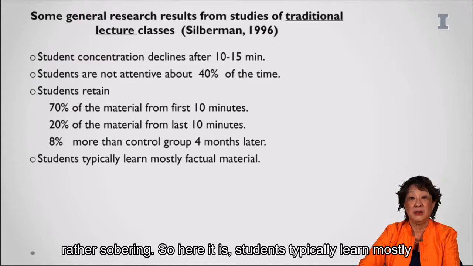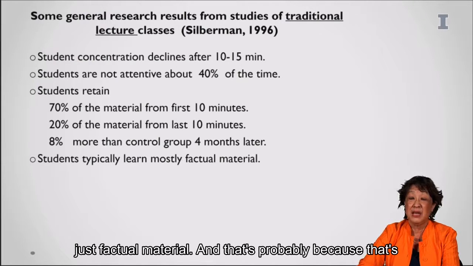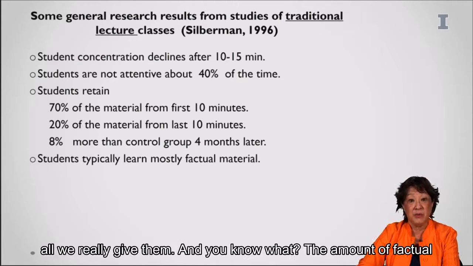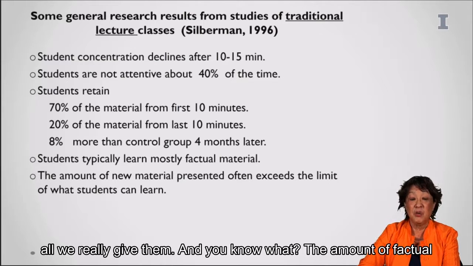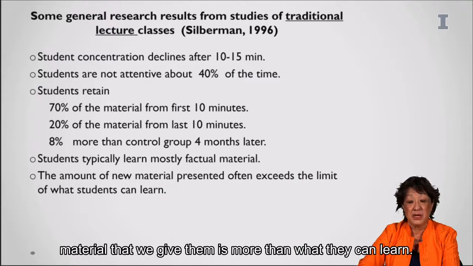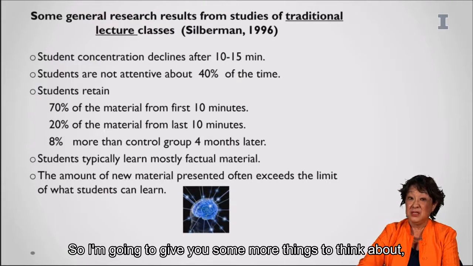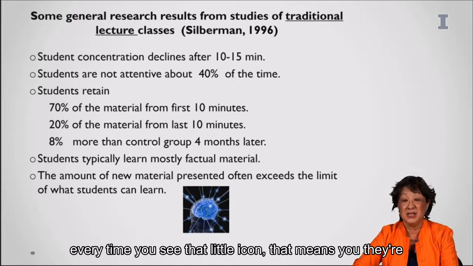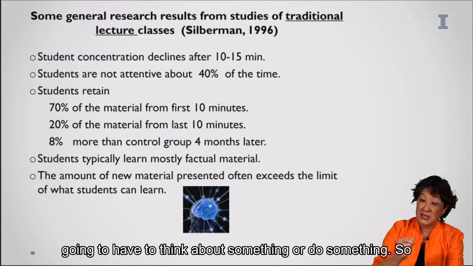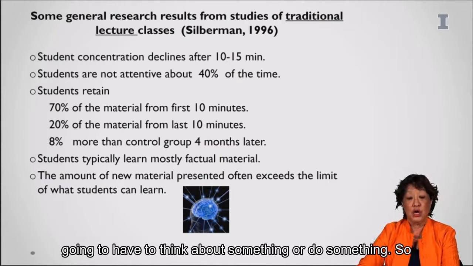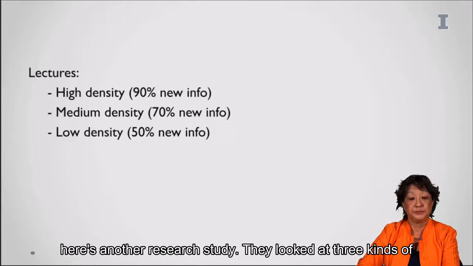So, here it is. Students typically learn mostly just factual material, and that's probably because that's all we really give them. And the amount of factual material that we give them is more than what they can learn. So, I'm going to give you some more things to think about. Every time you see that little icon, that means you're either going to have to think about something or do something. So here's another research study.